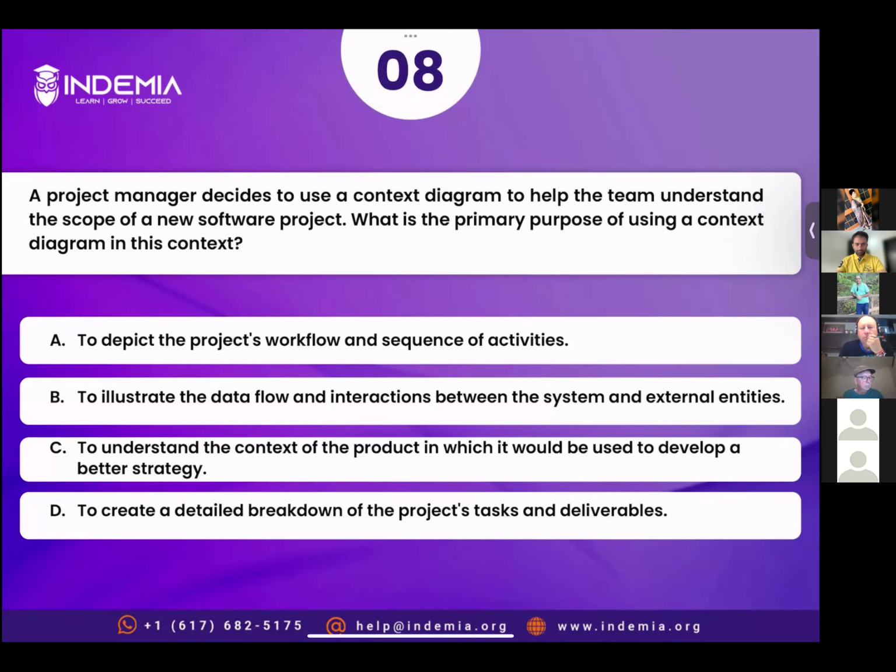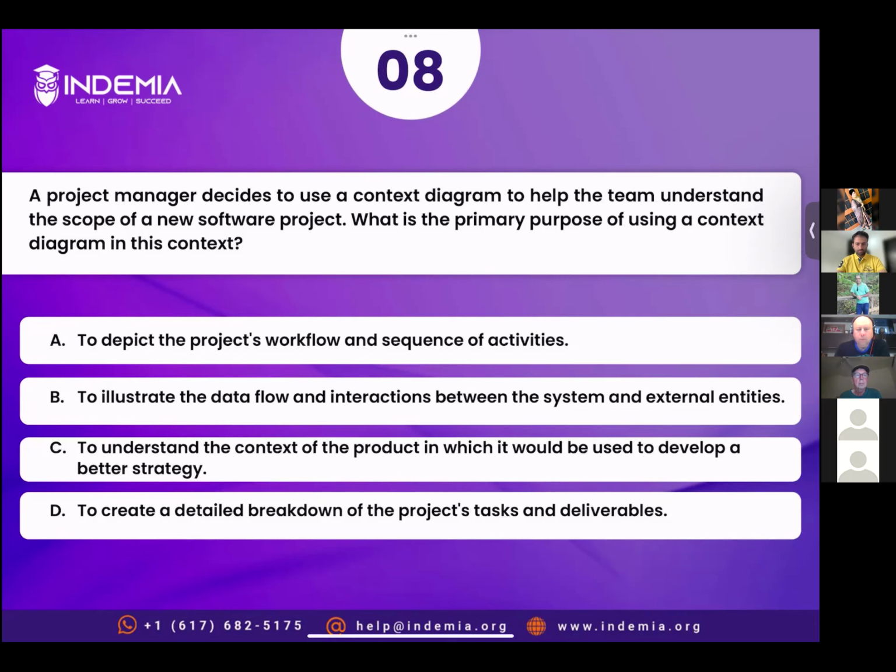And D is also talking about the detailed breakdown of tasks and deliverables. It's again going into too much minute detail for tasks and deliverables. So that gives me option C as a better scope for the project. All right, thank you, Vivek.